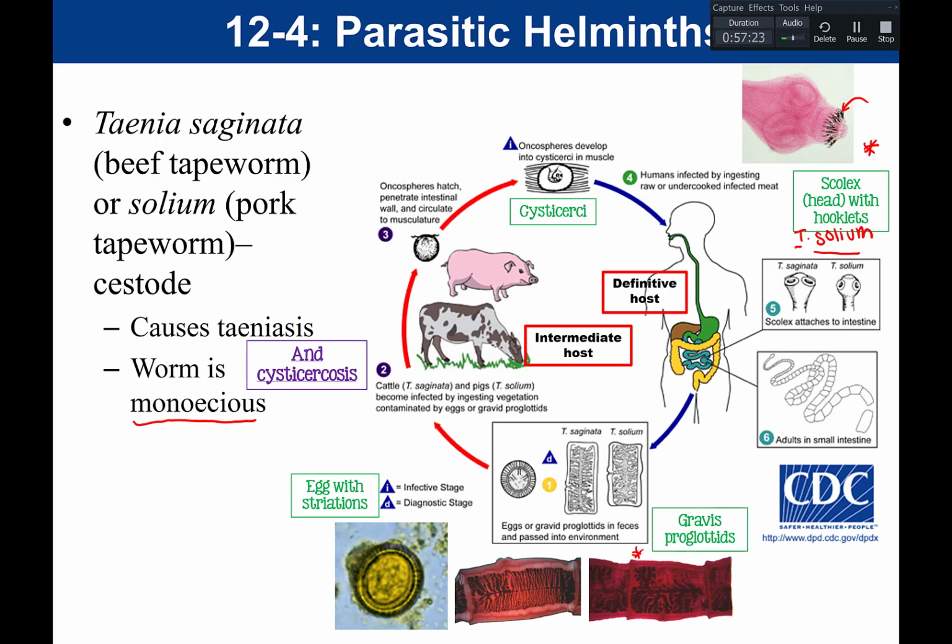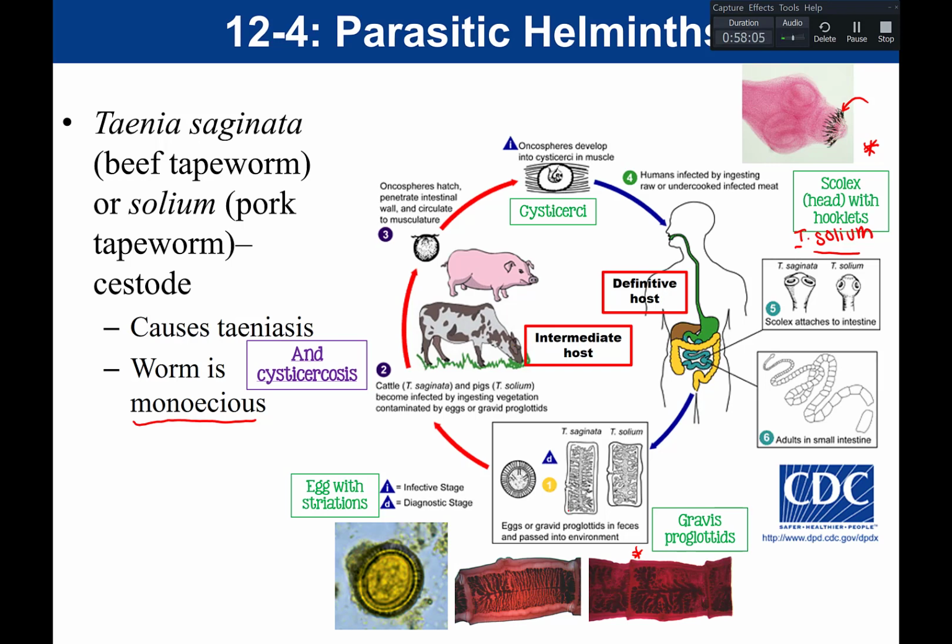You need to know the gravid proglottids. These are those repeating subunits that are found in the body of the worm. And if we look at these gravid proglottids, you can see these little branch points there. Those are referred to as lateral branches. Now, I will not make you know this, but just so you know, one of the ways that we can distinguish between saginata and solium is by the number of lateral branches. Taenia saginata, the proglottids have 15 to 20 lateral branches, whereas Taenia solium has between 7 and 13.